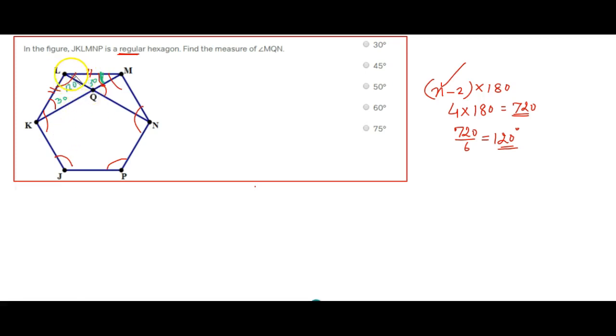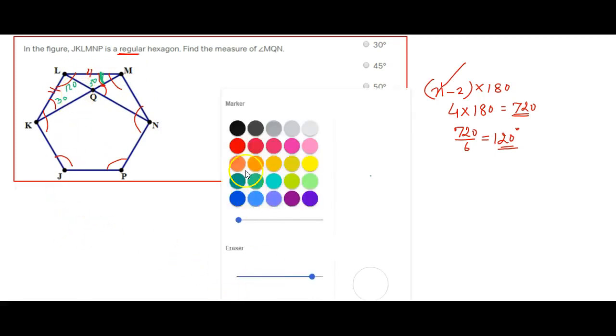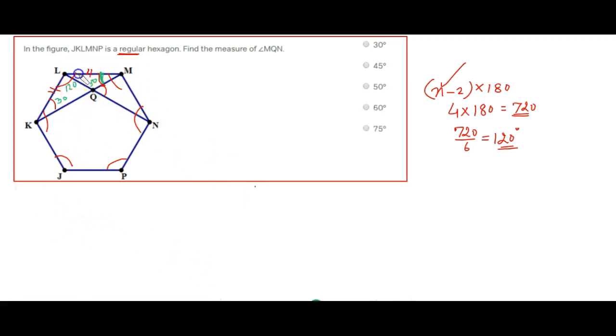Similarly, if you take a look at LMN, you will get the other two angles, these two angles also 30. So now, as this angle is 30, what is this angle going to be? This angle is going to be 90. I mean QMN, angle QMN is 90.